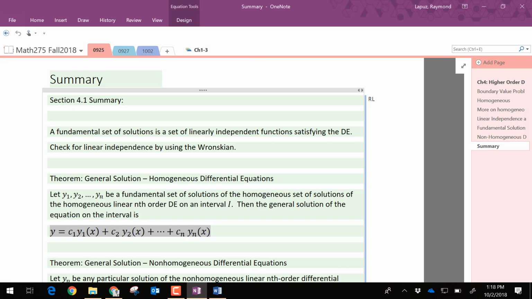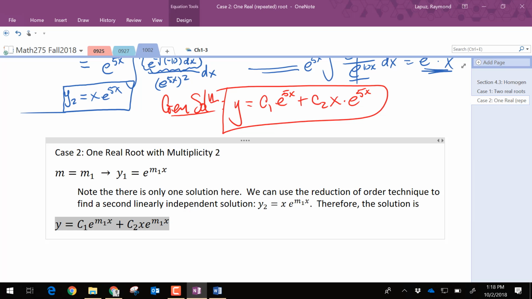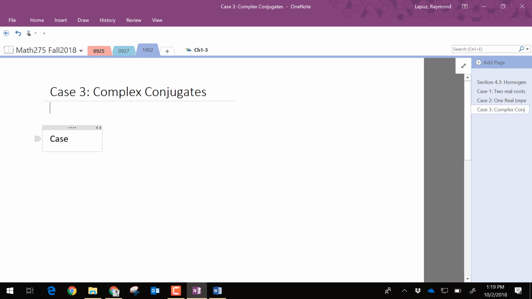All right. So third case. When you get complex conjugates, we have to deal with complex numbers.